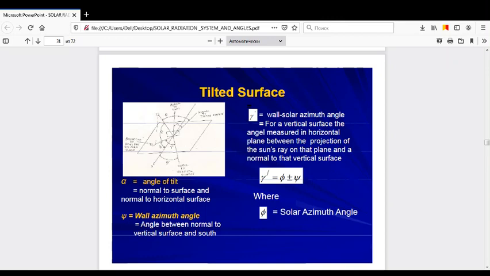Tilted surface. Gamma is the wall solar azimuth angle, for a vertical surface, the angle measured in the horizontal plane between the projection of the sun rays on that plane and a normal to the vertical surface. Gamma is equal to psi plus or minus phi. Alpha is equal to the angle of tilt between the normal to the surface and the normal to the horizontal surface, where psi is the solar azimuth angle and phi is the angle between the normal to the vertical surface and the south.